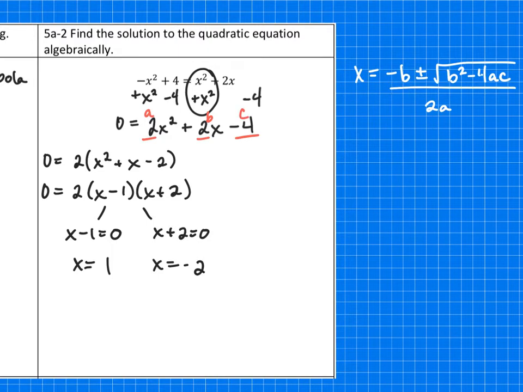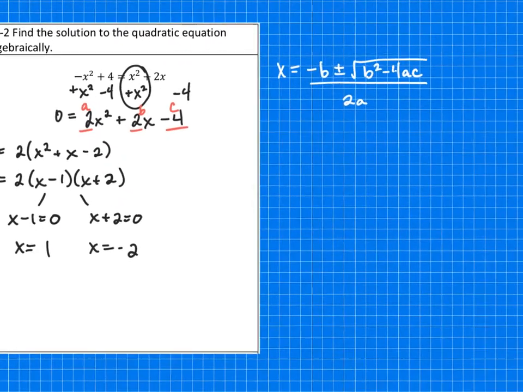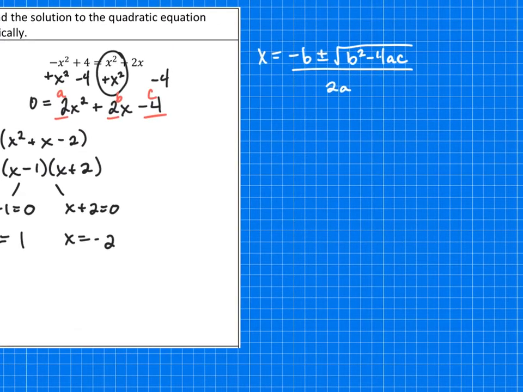Just clarifying, you don't have to use both of these methods. You only need to use one of them. Either one will work.